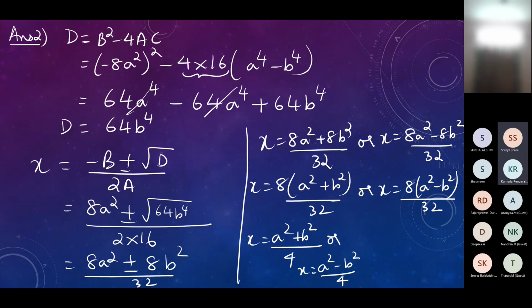Yes, so Ananya and Rajeshwari have shared their answers and both of you are right. Very good. And should we simplify a² - b² into (a - b)(a + b)? No, not required. You can leave it like this. Okay.